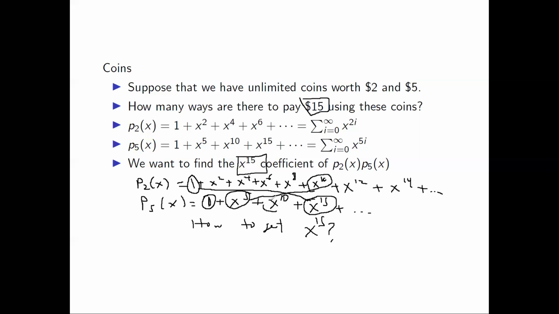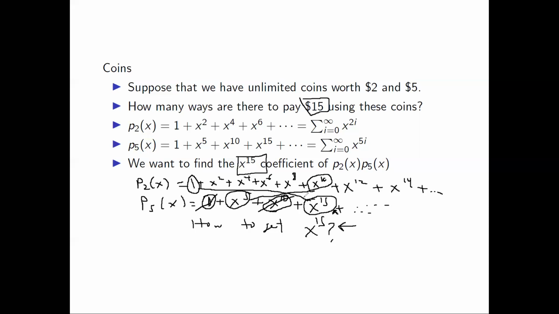Then we can look at this x to the 10th right here. This x to the 10th would need an x to the 5th to make an x to the 15th. There's no x to the 5th up here. So this x to the 10th can't be paired with anything. So I'll put a slash through it since it can't be paired. I'll put a slash through this one since it can't be paired either. Any other terms down here past the x to the 15th would be too large in their power of x to make an x to the 15th in the product of P2 of x times P5 of x.